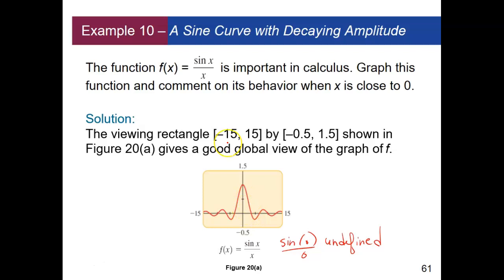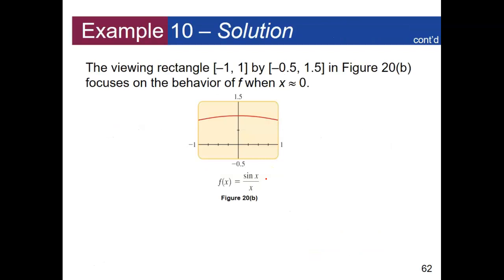So here, if we're looking to see what the graph is doing near 0, you can see that even though it's undefined at 0, it actually gets closer and closer to the value of 1 on that.